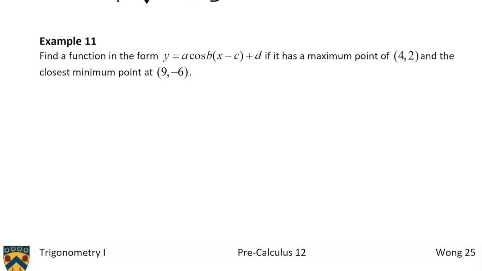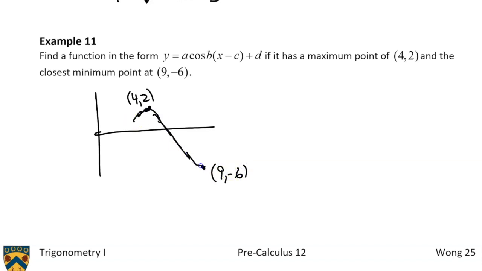Find a function in cosine form that has a maximum and minimum point, and that's all the information they give us. So the maximum point is at (4, 2) and the minimum point is at (9, -6). So we know we have something that looks like that, but that's all we know. And these questions are pretty common.